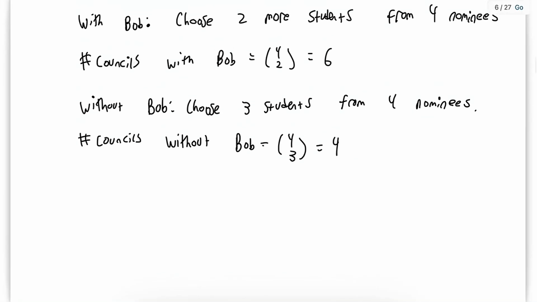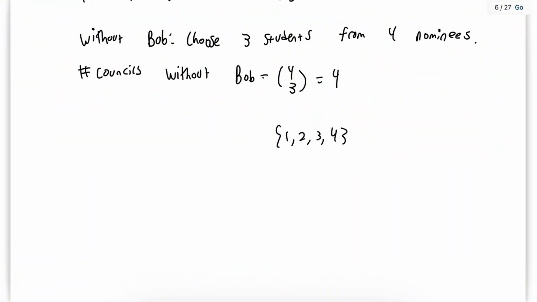The reason why it's 4 is because each of these corresponds to a 3-element subset here. If you imagine we have 1, 2, 3, and 4, and I look at all the 3-element subsets, so 1, 2, 3, 1, 2, 4, 1, 3, 4, 2, 3, 4.